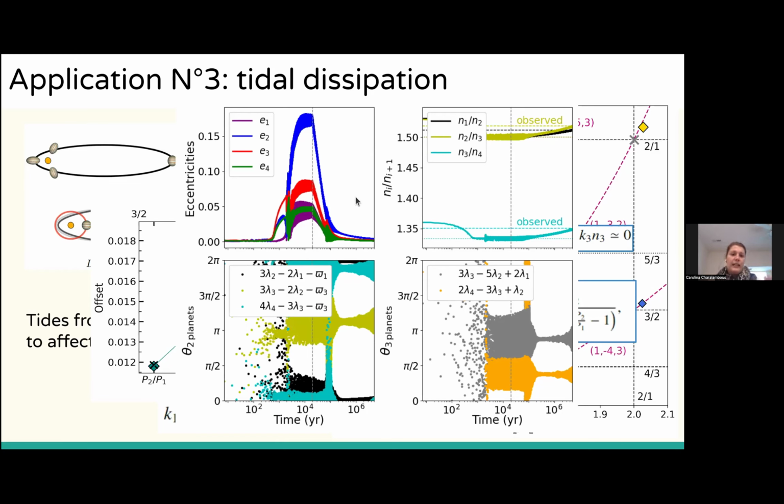But when we let the system evolve because of tides of the star, the eccentricities decrease, and the system departs from the resonance over a long period of time. But the angles never leave the resonance, so they are still captured. In fact, they have less amplitude of oscillation.